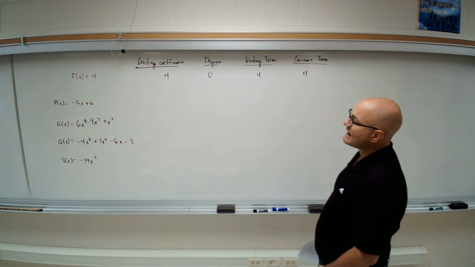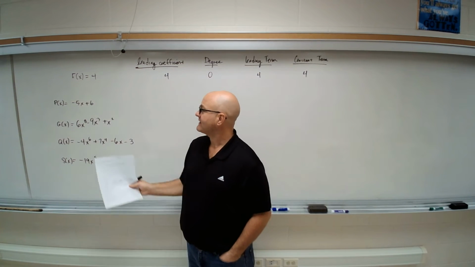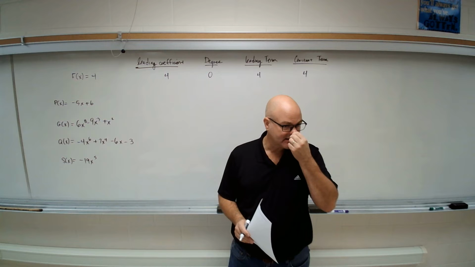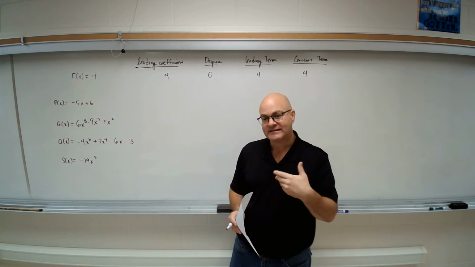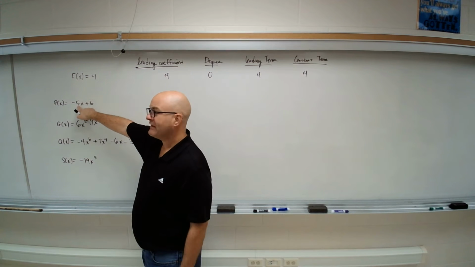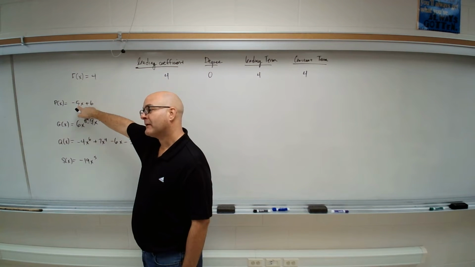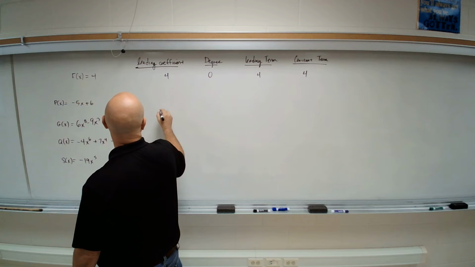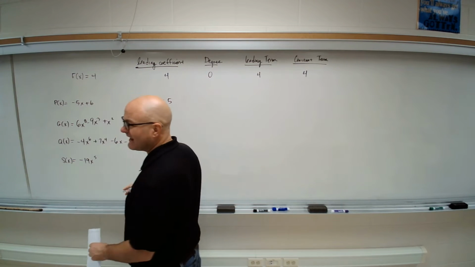As we look at this second one here, p of x equals negative 5x plus 6, again we have a line. This time it has a slope of negative 5. The leading coefficient would be the number in front of the biggest power. The biggest power is x, so the leading coefficient is negative 5.